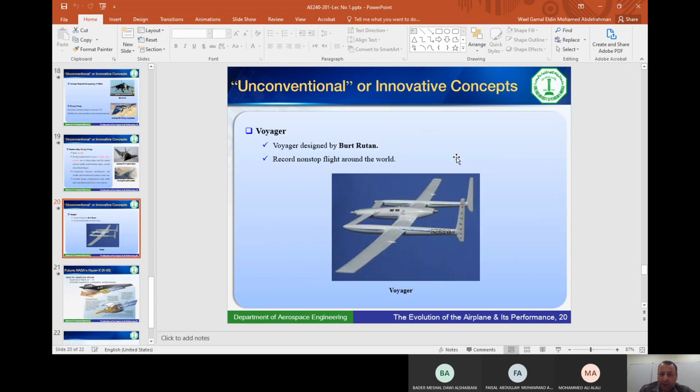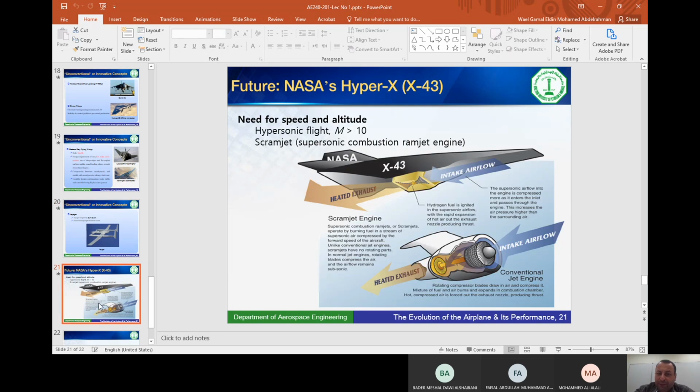We have several innovations. We have aircraft with strange fuselage designs for a certain reason. For example, the Voyager was designed to fly all around the world, non-stop. So think of it as a flying fuel tank. It was essentially a flying fuel tank with a single person on board. Other designs would include improvements in speed when you want to fly above Mach 5, like NASA's HyperX, which was a hypersonic aircraft. So I can keep on and on and on with this innovation.